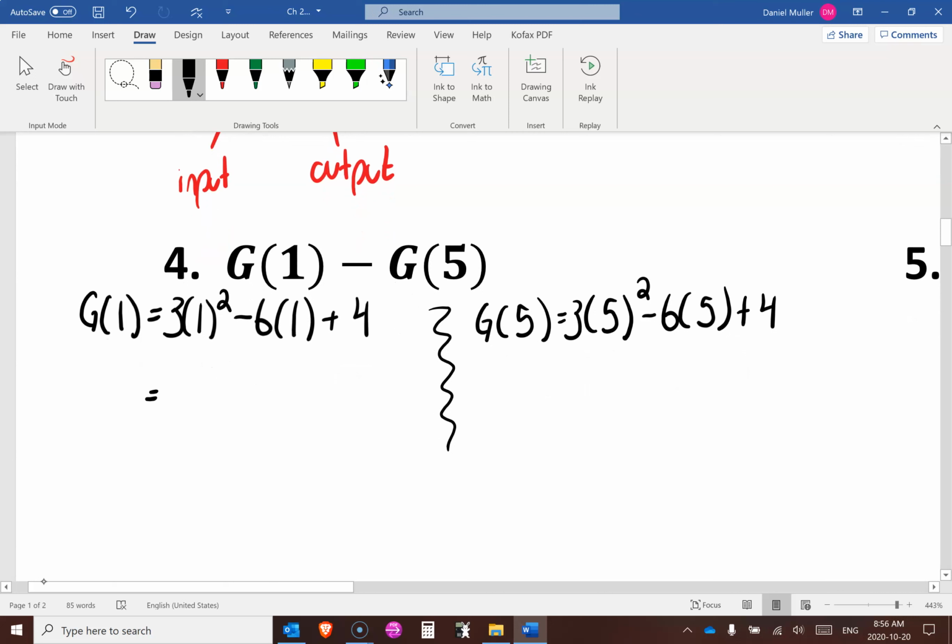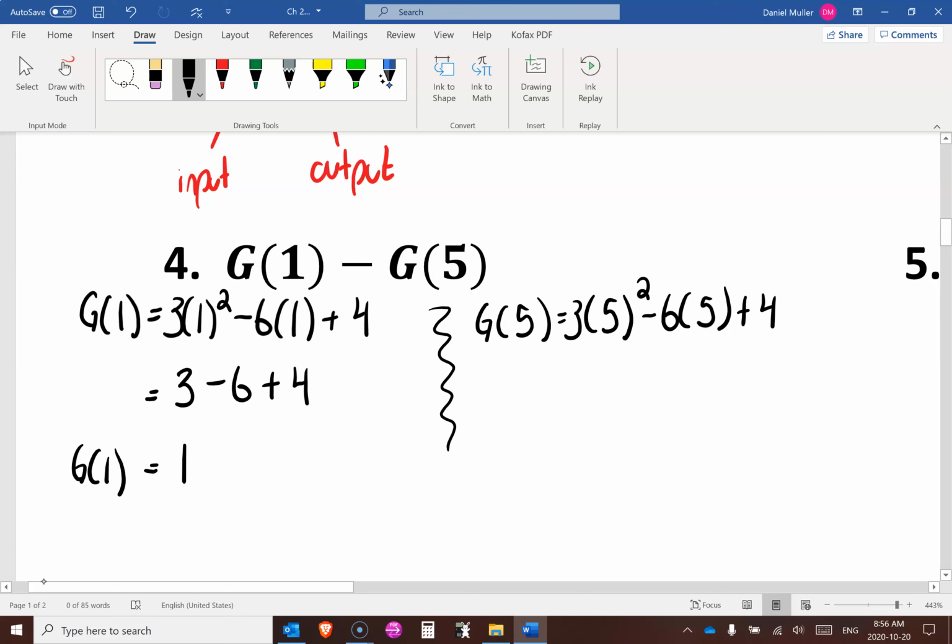Okay, so 1 squared is 1, and 1 times 3 is 3, so this is just a 3. And then minus 6 times 1 is just going to be a 6, plus a 4. And 3 minus 6 is negative 3. Negative 3 plus 4 is 1. So g of 1 is 1.